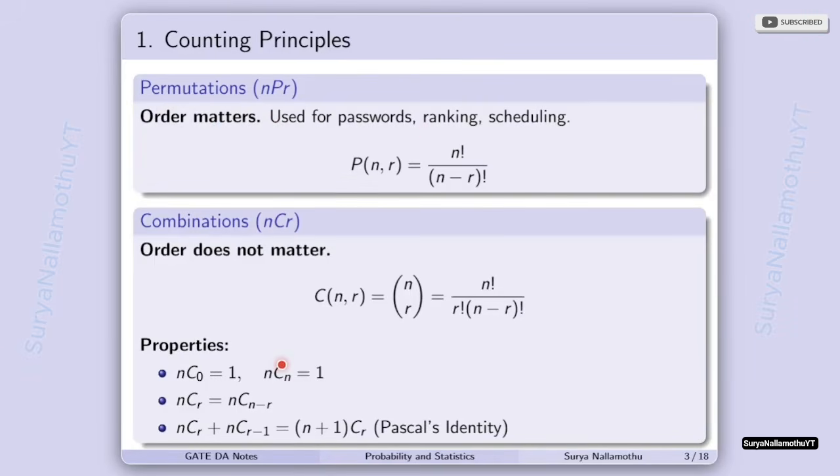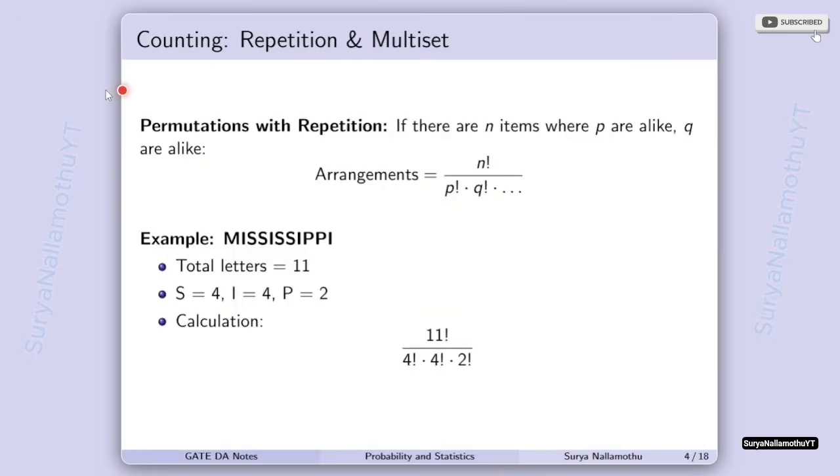So these are the properties of combinations. NC0 is equal to 1, NCN is equal to 1, NCR is equal to NC(N minus R). Another property is NCR plus NC(R minus 1) is equal to (N plus 1)CR. This is also another property. Next is counting with repetition and multisets. Permutations with repetition: this is the formula, N factorial divided by P factorial into Q factorial.